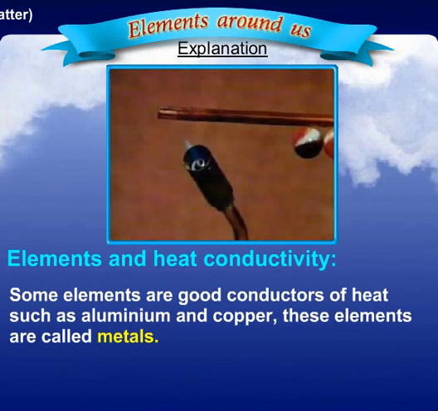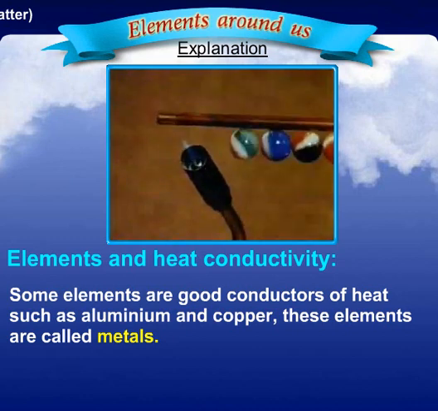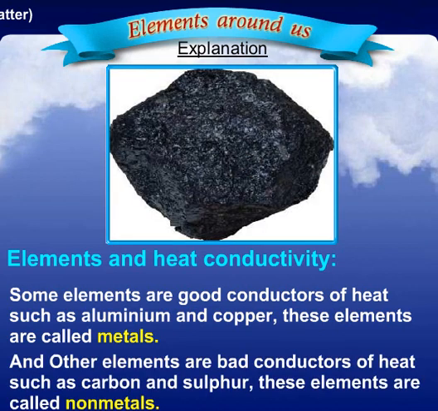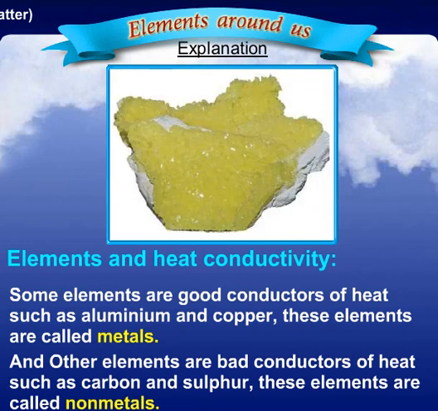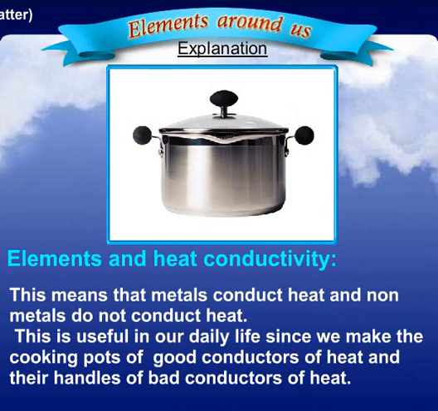Elements and heat conductivity. Some elements are good conductors of heat, such as aluminum and copper. These elements are called metals, and other elements are bad conductors of heat, such as carbon and sulfur. These elements are called nonmetals. This means that metals conduct heat and nonmetals do not conduct heat. This is useful in our daily life since we make the cooking pots of good conductors of heat and their handles of bad conductors of heat.